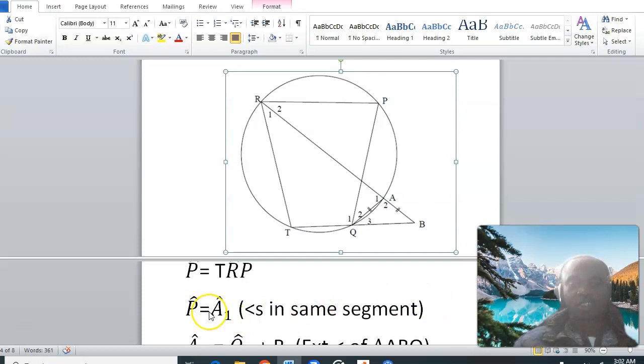Okay, we know that P is equal to A. Angles in the same segment. Look at this. P is subtended to QR. Then A1 is also subtended to QR. So it means P is equal to A1. Alright, so angles in the same segment.